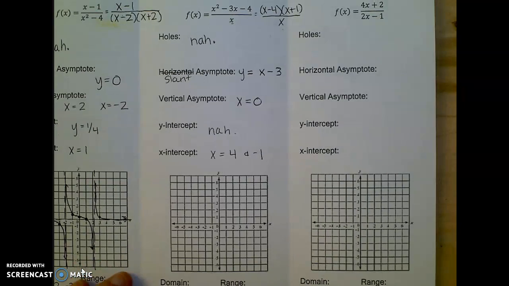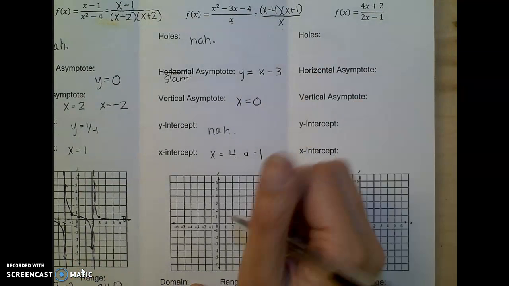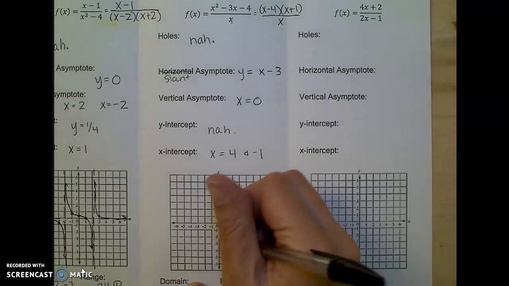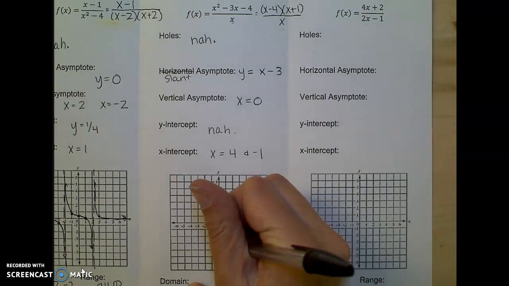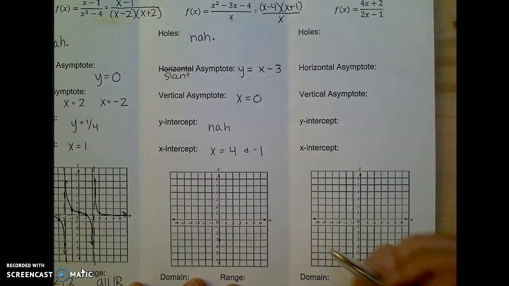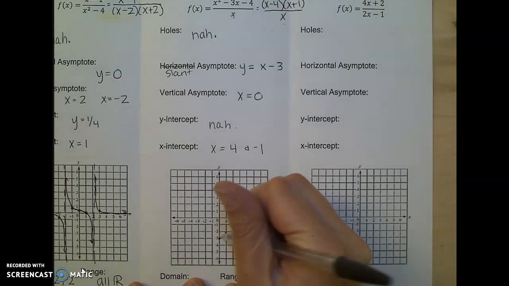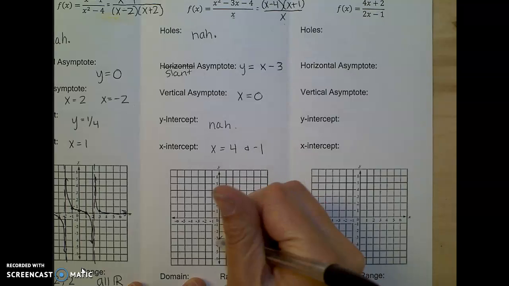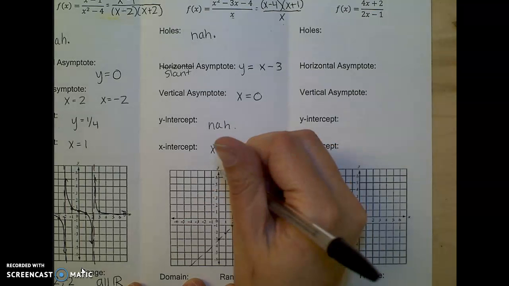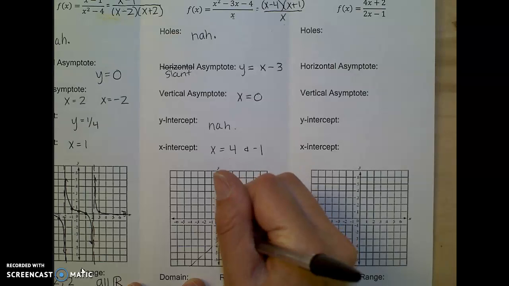So when I go to graph this, I'm going to graph my slanted asymptote as a line. So at -3 is where I'm going to start on the y-axis, and then I'll go up 1 over 1 a few times to get my slanted asymptote. I also have a vertical asymptote at x equals 0, so just my y-axis.